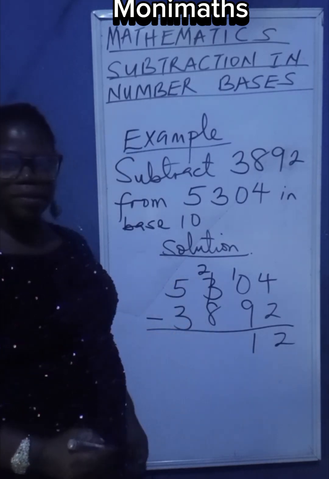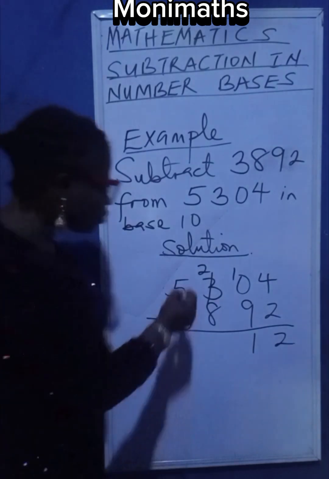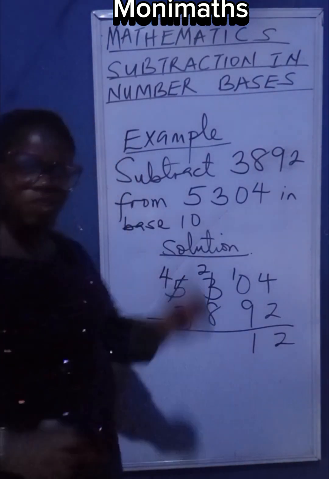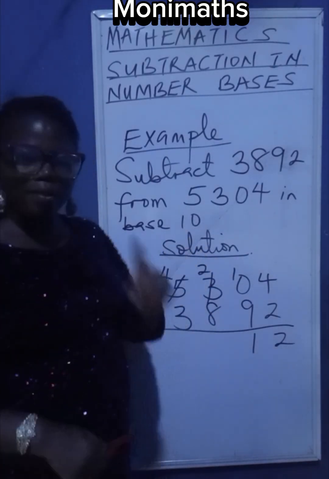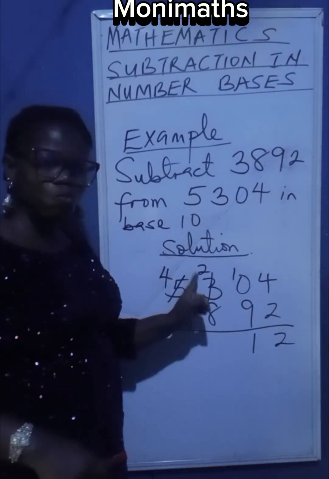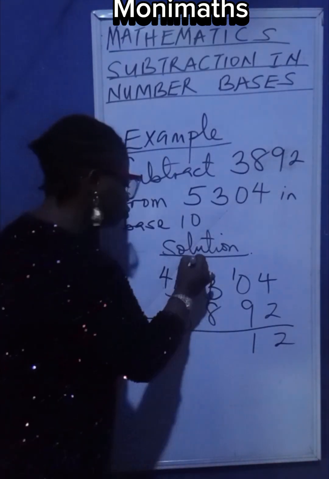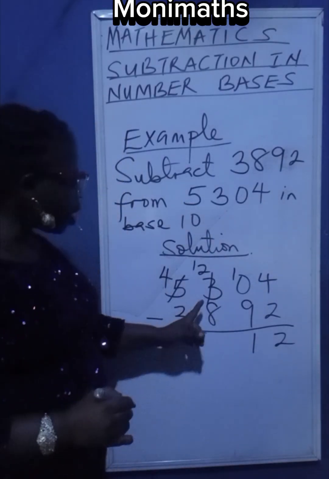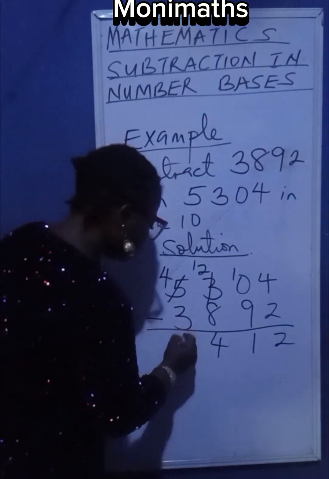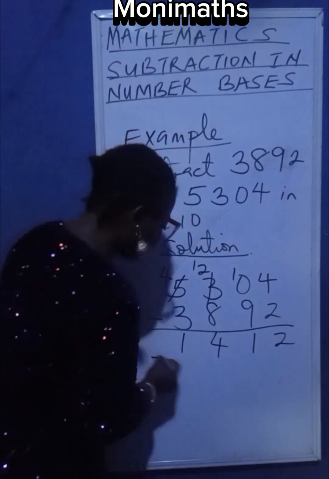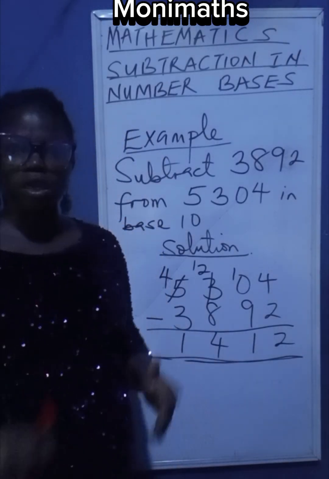2 minus 8 is not possible. So, I have to borrow from 5. That 1 I am borrowing from 5 is not 1. It is the base, which is base 10. And that is why when you add that 1, which is 10, to 2, 10 plus 2 gives you 12. Now, 12 minus 8 is 4. And 4 minus 3 is 1. This is just the explanation for subtraction in number bases.